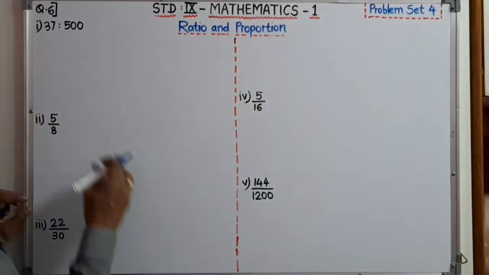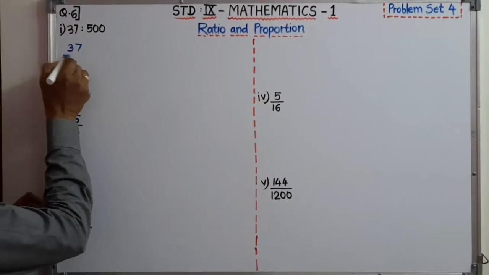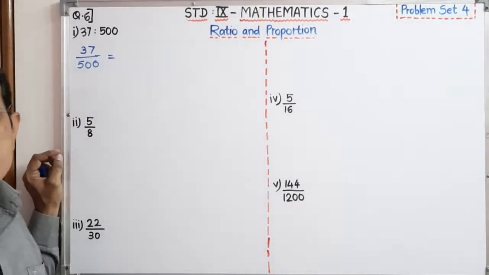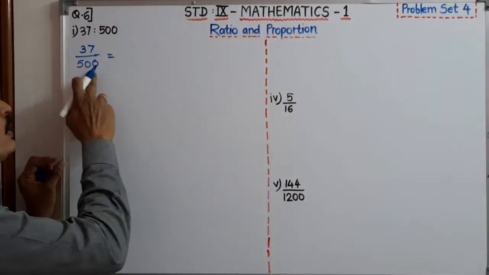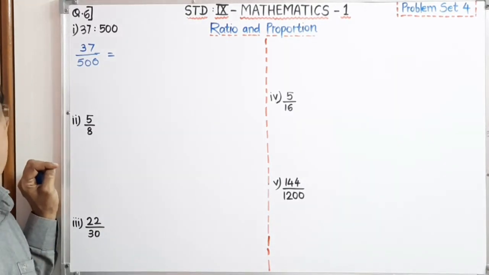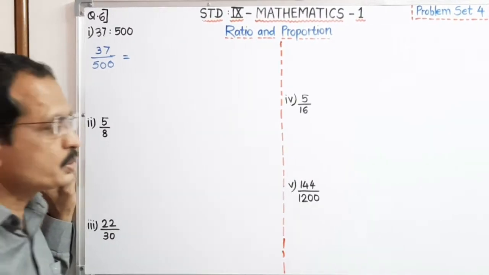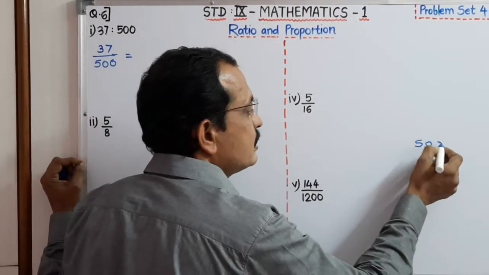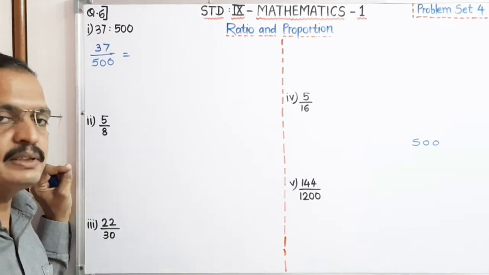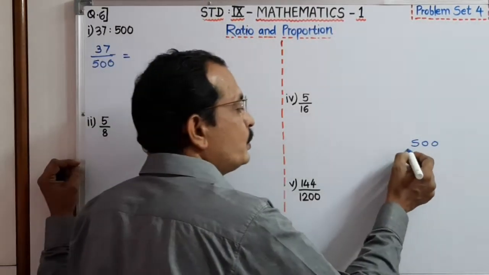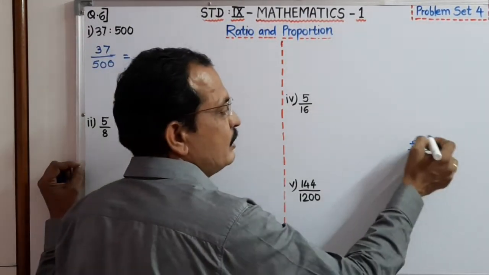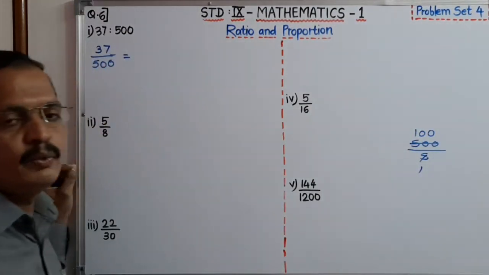That means, see dear student, the first one is given 37 upon 500. Now this ratio we have to convert into percentage ratio. Here the second term is 500. That 500 we have to convert into 100. Very simple, dear student. To make it 100, we have to divide it by 5. If we divide it by 5, 5 ones are 5 and this is 0. Then it will become 100.